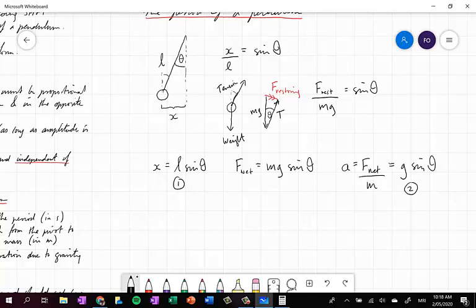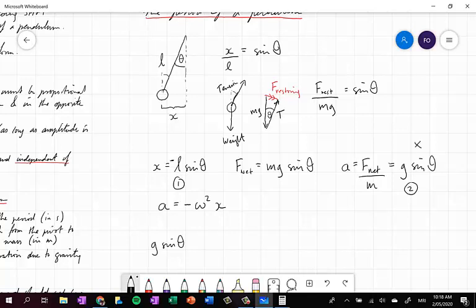Okay, so now we have an expression for x and an expression for a. For simple harmonic motion, a should be equal to negative omega squared x. And we also know that a and x are in opposite directions, so we need to make one of these things negative. So I'm going to say that because I drew the diagram like this, the displacement is going to be negative and the acceleration is going to be positive.